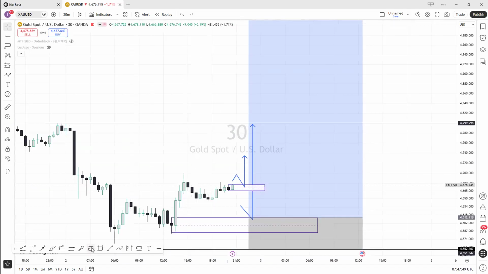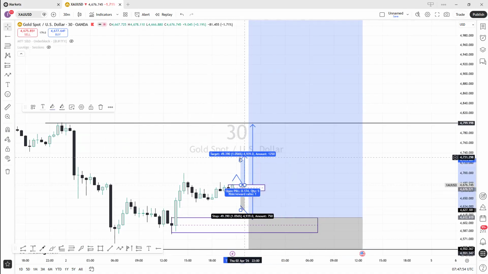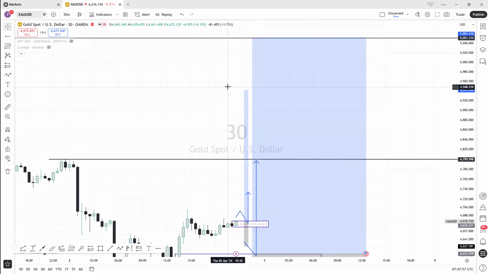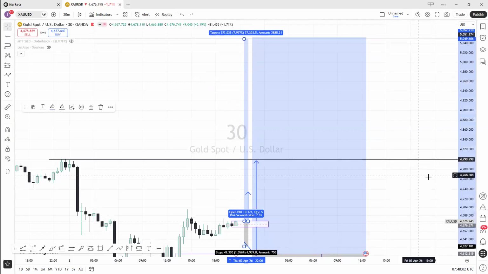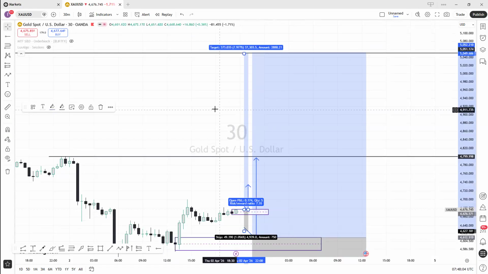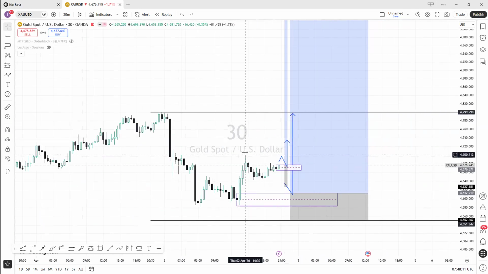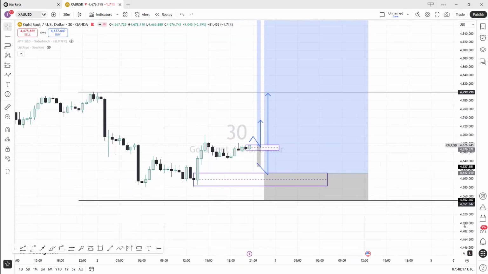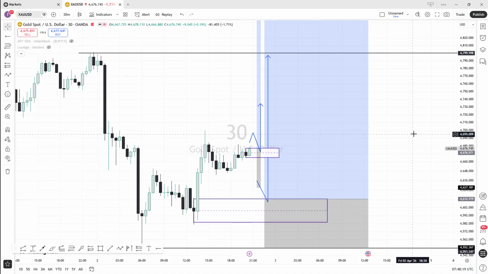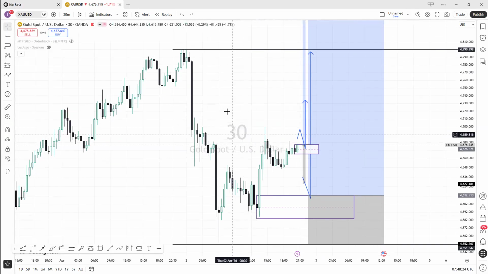So if it opens with a gap, wait for mitigation of that 30-minute order block, which will be here. Wait for confirmation, execute a long position, TP1 around 47.99, TP2 is 50.51, expecting next week. Gold will be bullish. So these are two options, or two points of interest, where you can find buys from.